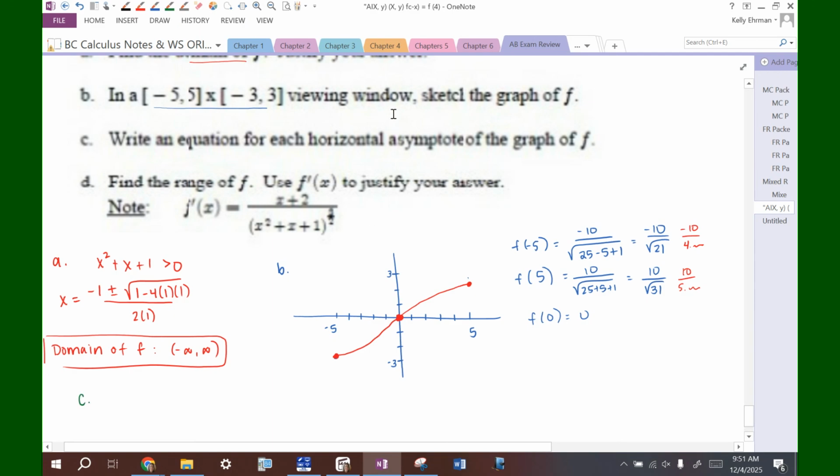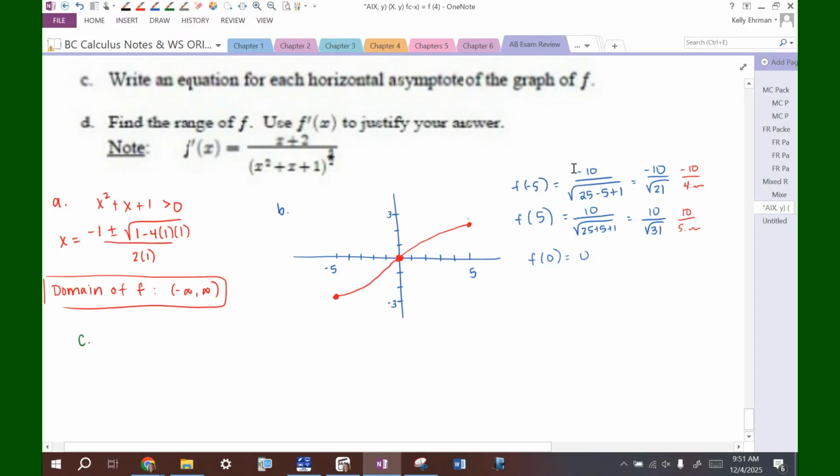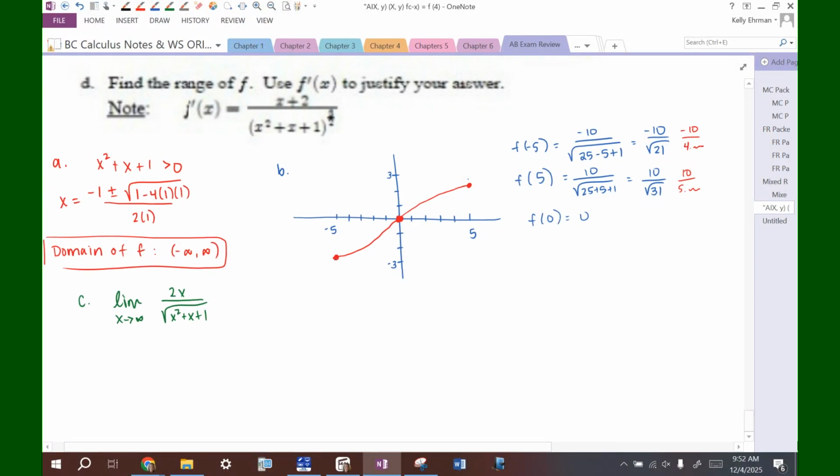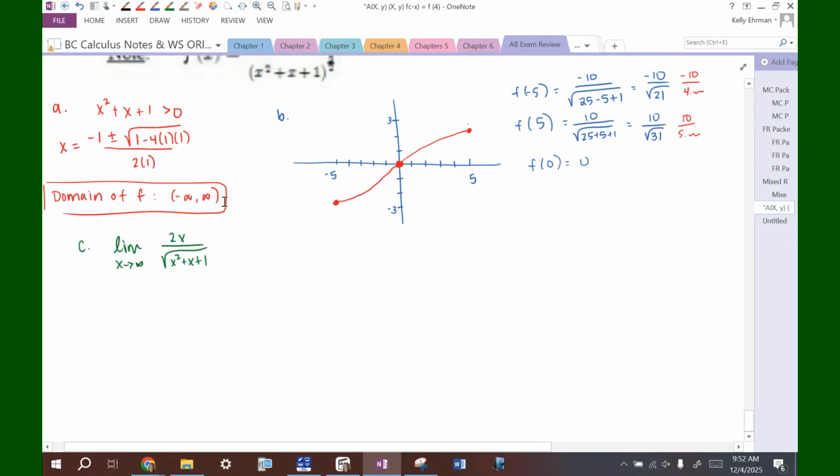Write an equation for each horizontal asymptote for the graph of f. Okay, so this is saying there is some sort of value for the limit as x approaches infinity of this 2x over the square root of x squared plus x plus 1. We've talked about these infinite limits before. We've not talked about L'Hopital's method yet, which is what we could really use, but just think about this. The x and the 1 are insignificant as we start plugging in large values. It's the x squared that takes over.